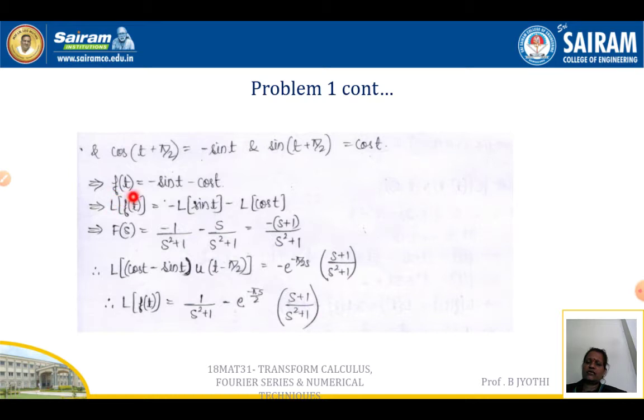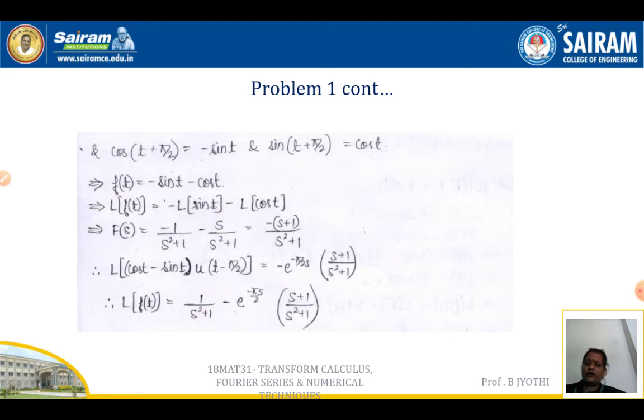So what do we get here? f of t will be minus sin t minus cos t. If we apply L on either side, L of f of t is minus L of sin t minus L of cos t. And we know that L of sin t is 1 divided by s squared plus 1 and L of cos t is s divided by s squared plus 1. Taking the LCM as s squared plus 1, we get minus of s plus 1 divided by s squared plus 1. This is our F of s.